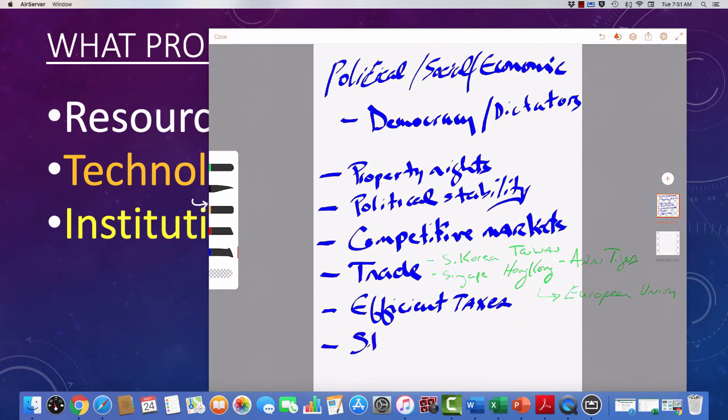And then finally, the last thing I want to put on this list is a stable money supply, or just stable money generally. We see in some parts of the world, parts like Venezuela and Zimbabwe, where the money is not stable, where the value of it fluctuates wildly.